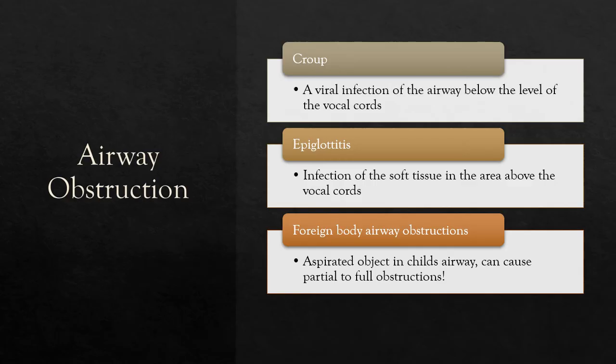Let's talk about airway obstruction. There are 3 types of airway obstruction. There's croup, a viral infection of the airway below the level of the vocal cords. Epiglottitis, an infection of the soft tissue in the area above the vocal cords. And foreign body airway obstruction. This is from an aspirated object in the child's airway and can cause either partial to full obstruction.